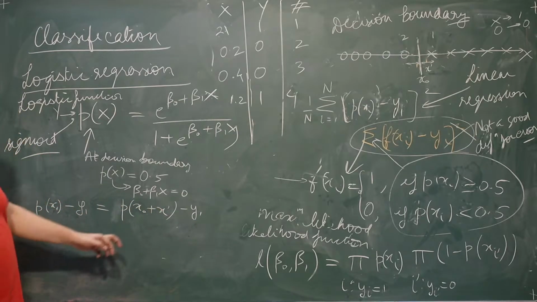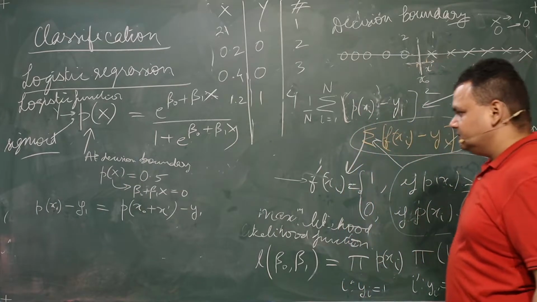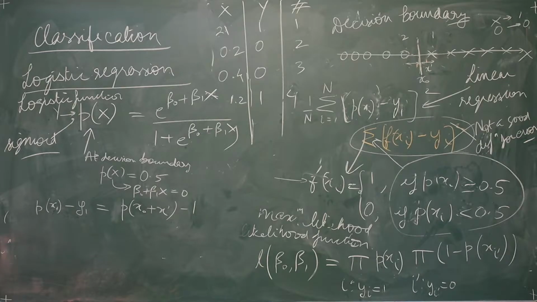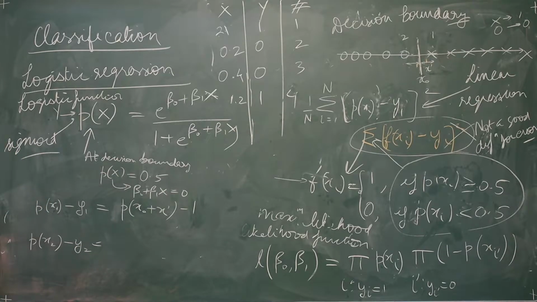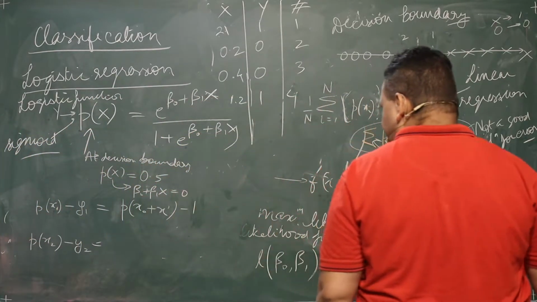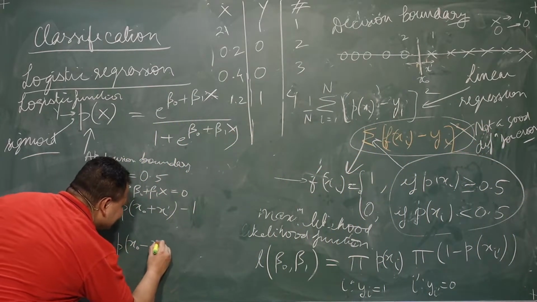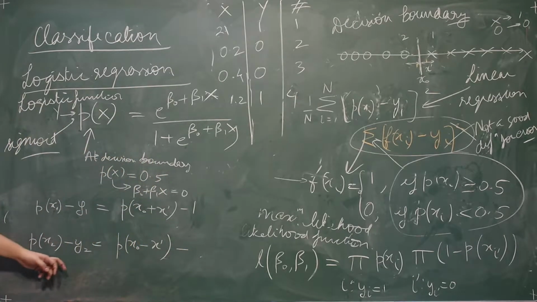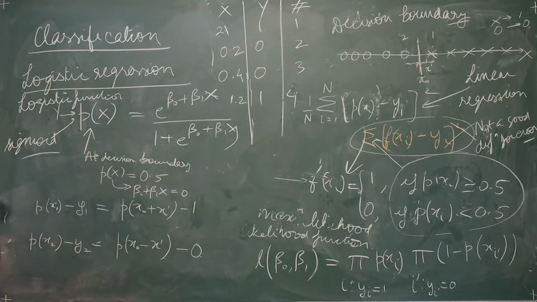And what is y1 in this case? What is the value of y1? We know that. It is 1. Okay. Now similarly, let us look at p x2 minus y2. What is that going to be? P of x0 minus x dash. Minus what is the value of y2? It is 0.